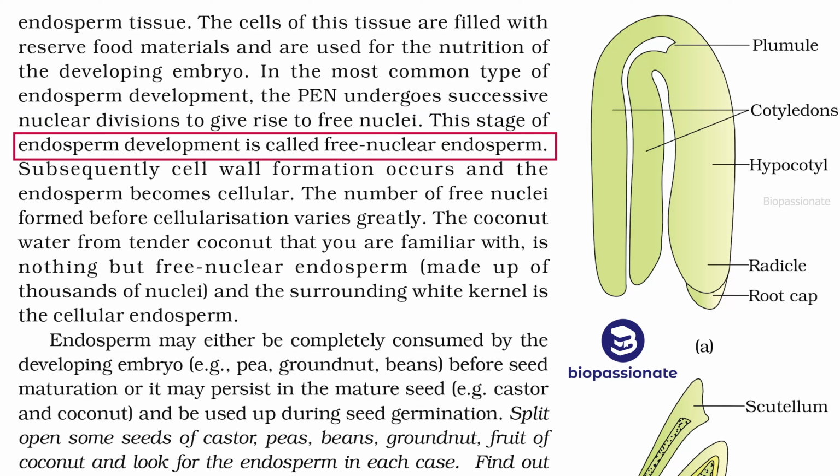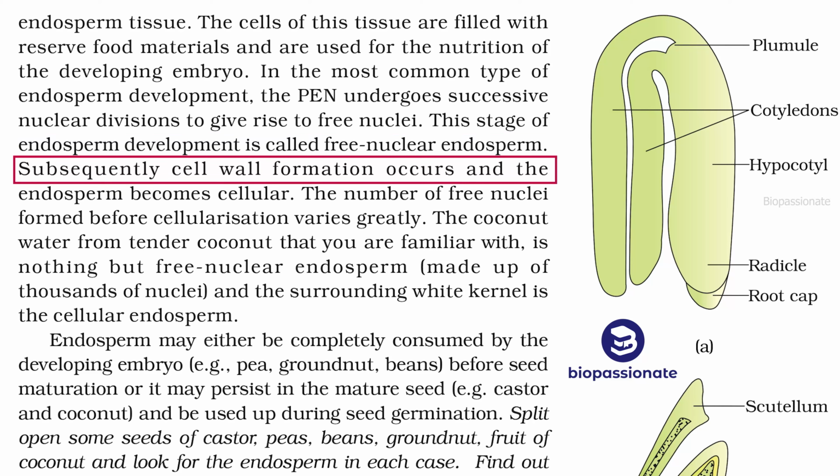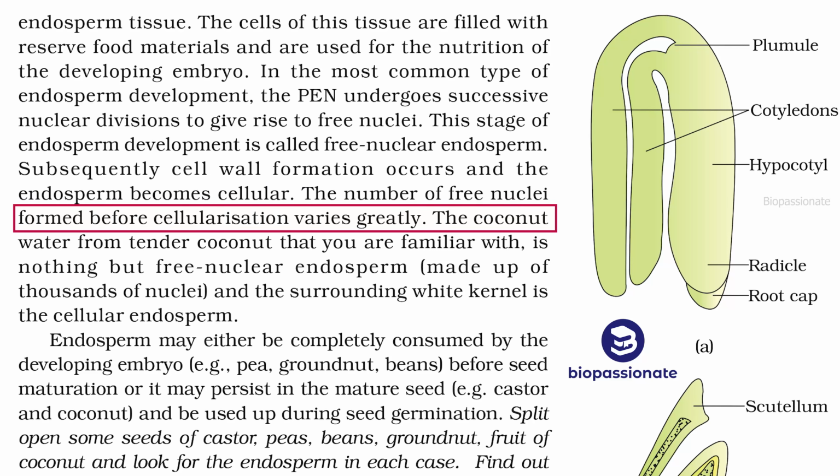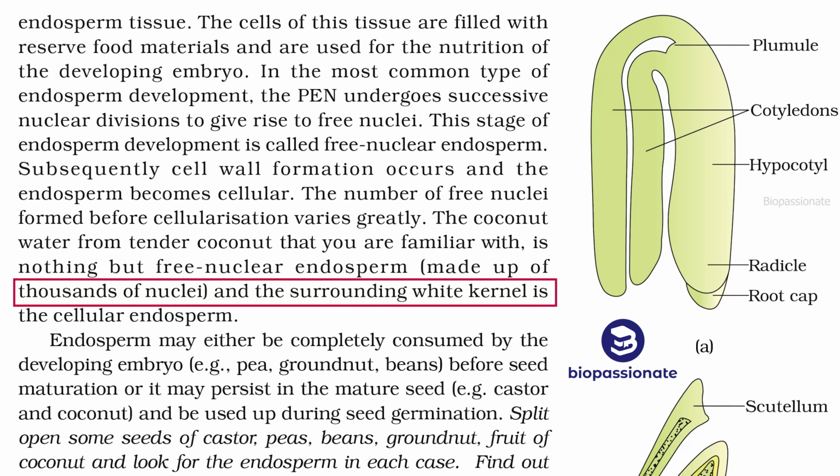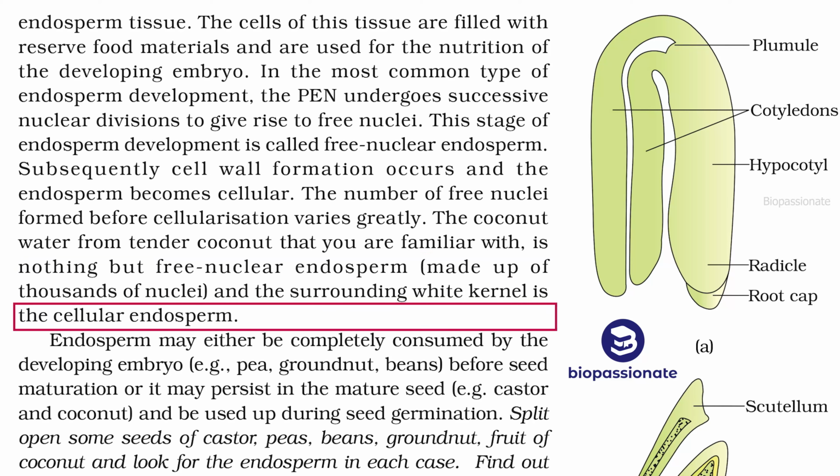This stage of endosperm development is called free nuclear endosperm. Subsequently, cell wall formation occurs and the endosperm becomes cellular. The number of free nuclei formed before cellularization varies greatly. The coconut water from tender coconut that you are familiar with is nothing but free nuclear endosperm made up of thousands of nuclei, and the surrounding white kernel is the cellular endosperm.